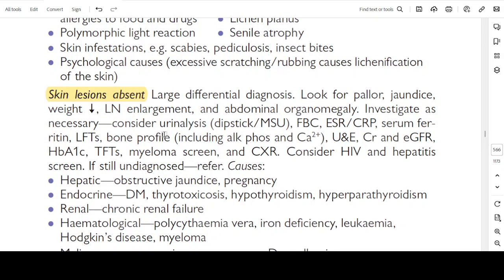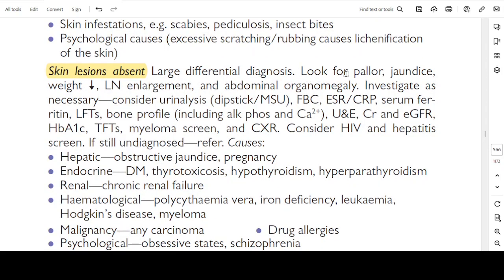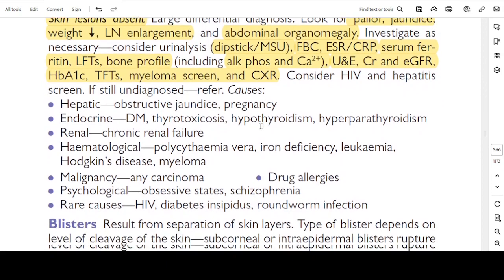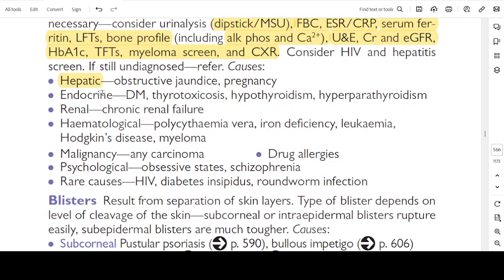Skin lesions are absent and there is pruritus. Last differential diagnosis. Look for pallor. So whenever there are no skin lesions and there is generalized pruritus, look for pallor, jaundice, weight loss, lymph node enlargement, abdominal organomegaly. Investigate as necessary. Consider urine analysis, dipstick, MSU, FBC, ESR, CRP, serum ferritin levels, LFT, bone profile including alkaline phosphatase and calcium, urea, electrolytes, creatinine, eGFR, HbA1c, TFTs, myeloma screen, and chest X-ray. Consider HIV and hepatitis screen. If still undiagnosed, refer.